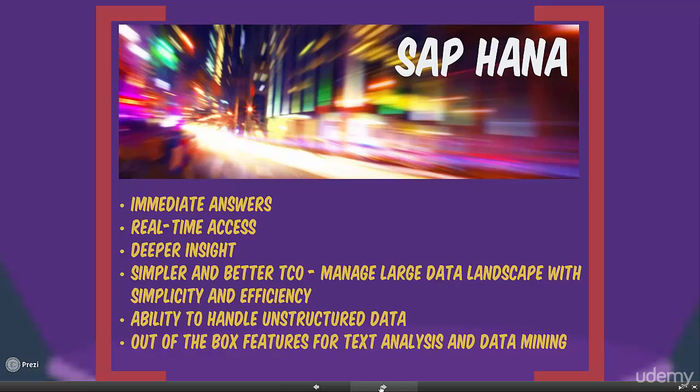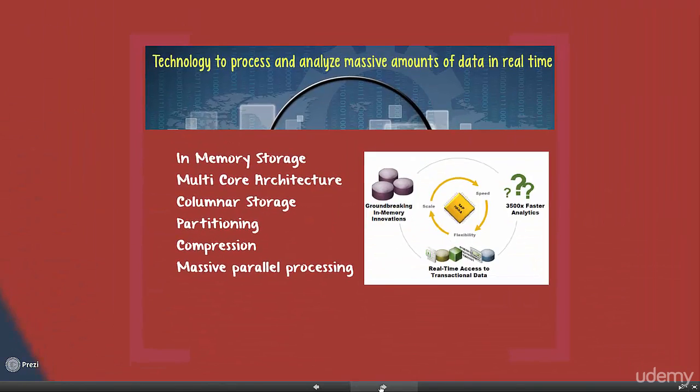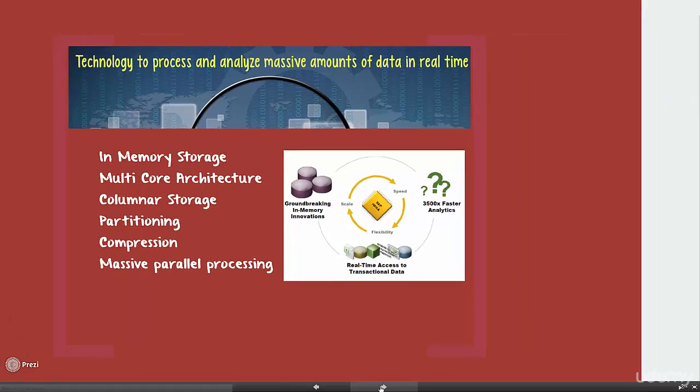Since we are cutting down on the different copies of data and the silos of data, this leads to a lower TCO. We can handle unstructured data in a native way, and HANA has out of the box features for text analysis and data mining. Let's take a look at what features and innovations HANA has. In a snapshot, these are the different innovations which HANA comes with, namely in-memory storage, partitioning, compression, multi-core architecture, and massive parallel processing. Let's take a look at what these innovations are about.